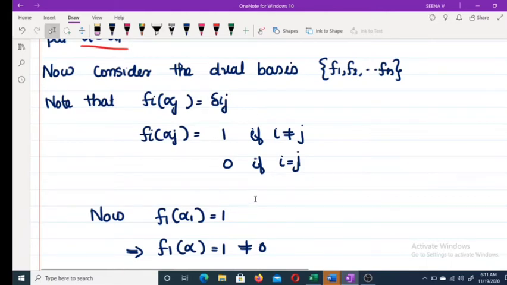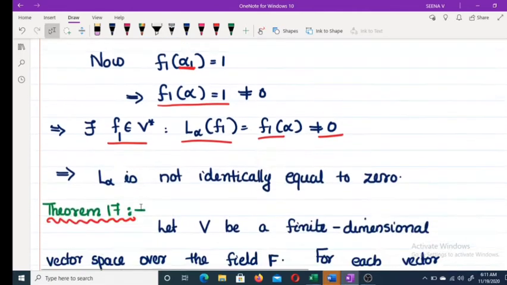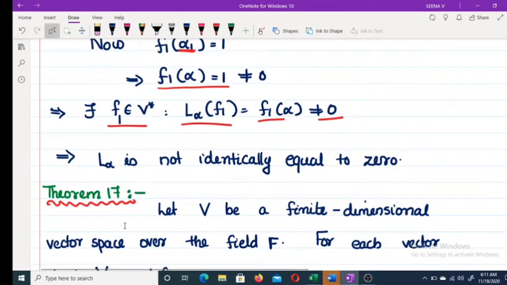Now, if you consider f1 of alpha 1, then clearly by definition of dual basis, this is equal to 1. Because we are taking alpha 1 equal to alpha, f1 of alpha equal to 1, which is not equal to 0. Therefore, there exists f1 belonging to V star such that L alpha of f1 equals f1 of alpha, which is equal to 1 and not equal to 0.